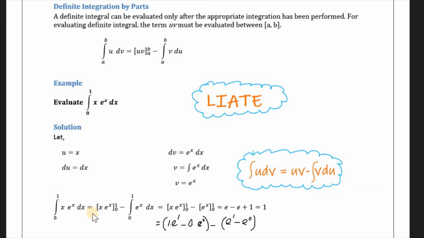So the question now, applying this formula, uv minus integral of v du: the u is x, the v is e power x, minus integral of v, e power x, du is dx there. As we have to solve it, the integral of e power x is e power x.